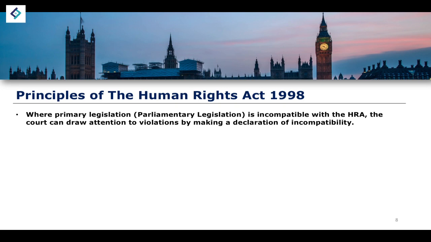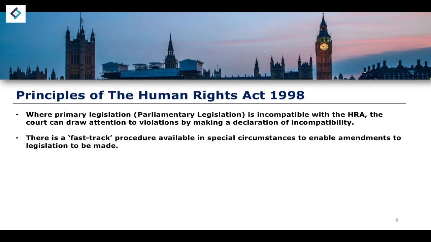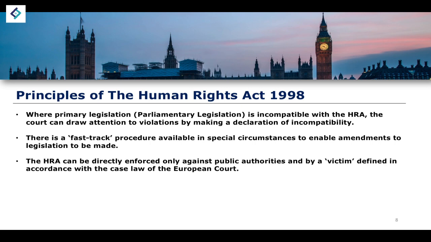Now, where there is a passage of legislation into law, within either the first or second reading, they have to make it clear that the piece of legislation, the bill that is being proposed, is in accordance with and compatible with the Human Rights Act. There is also what is known as a fast-track procedure, which is available in special circumstances, and what it does is enable amendments to legislation to be made in order to ensure that any potentially incompatible elements of that legislation can be made compatible with the Human Rights Act.